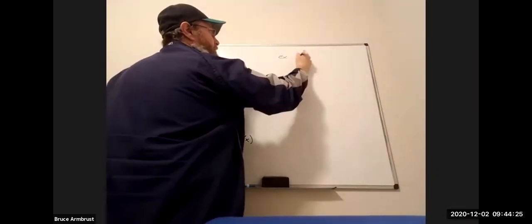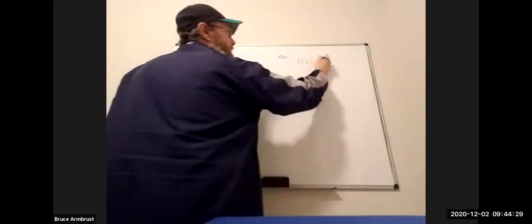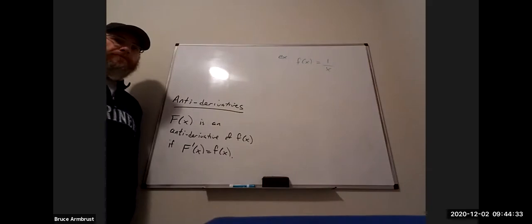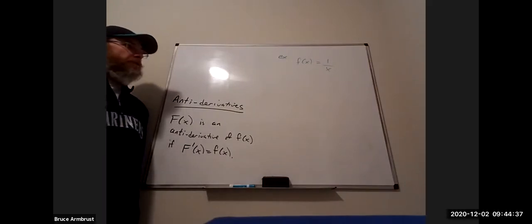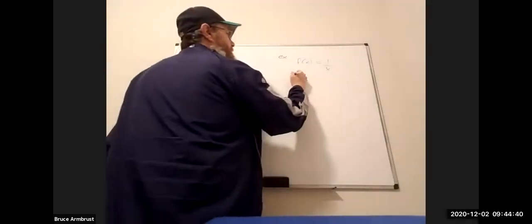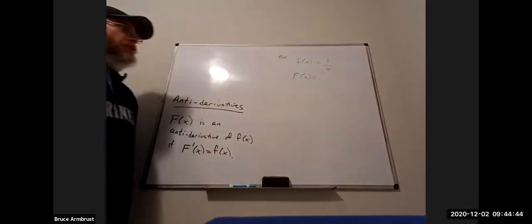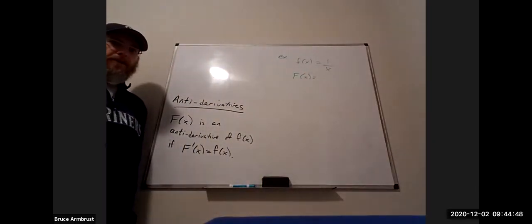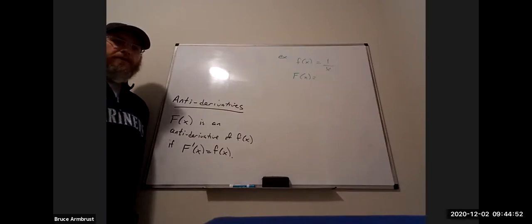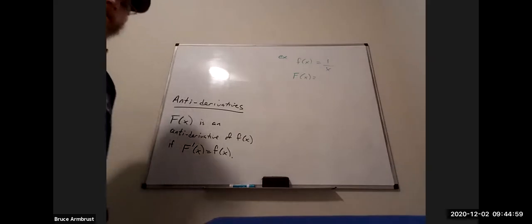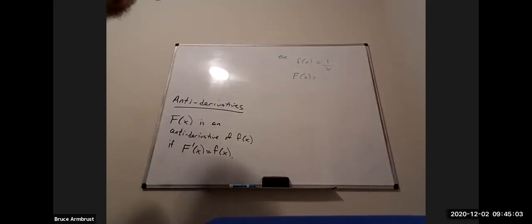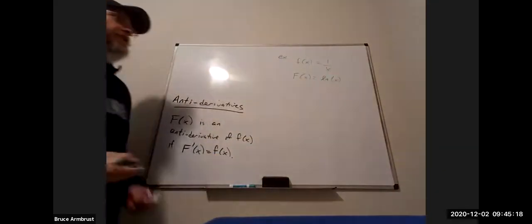Like, let's say we have little f of x is equal to 1 over x. Okay, so we got 1 over x. The antiderivative is going to be a function whose derivative is 1 over x. So can you think of a function whose derivative is 1 over x? All right, thanks, Alia. How about natural log? Right, the natural log, its derivative is 1 over x. So an antiderivative is natural log of x.